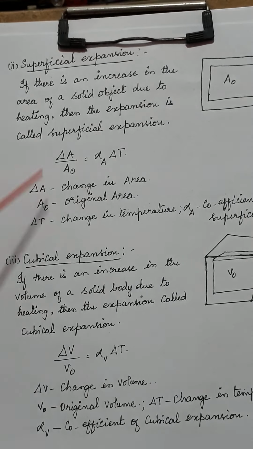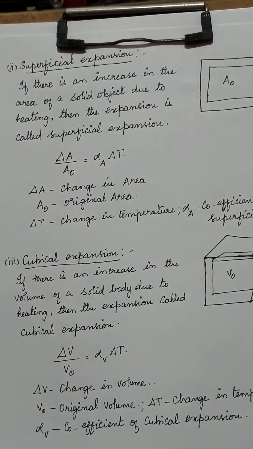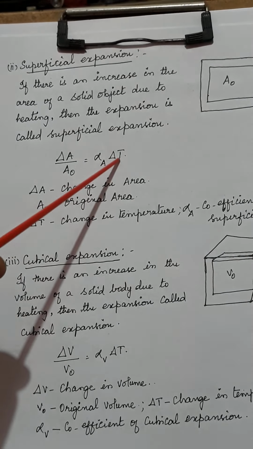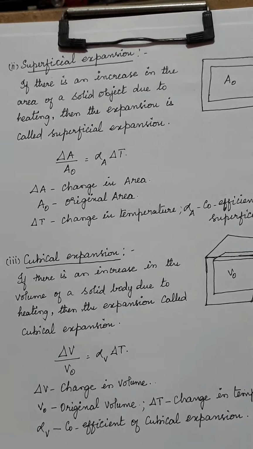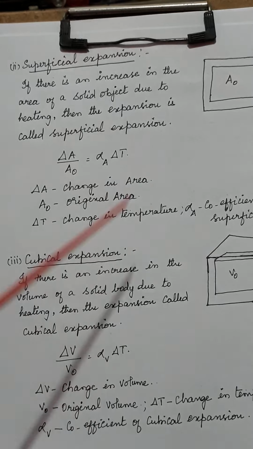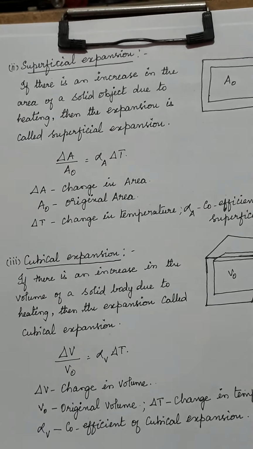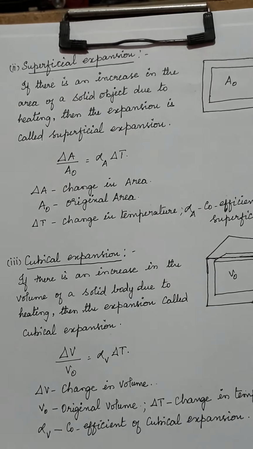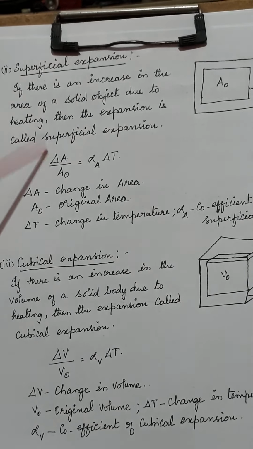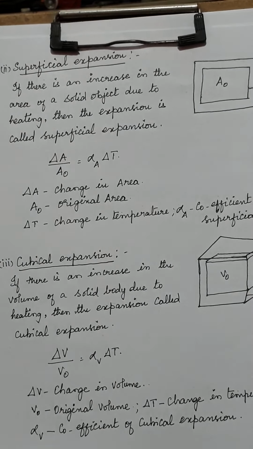So it's a ratio between the change in area and the original area, which is directly proportional to the change in temperature. So this change in area is always going to depend on the increase in temperature. If higher energy is given, then the rise in temperature will also be higher and the area expansion will also be higher.